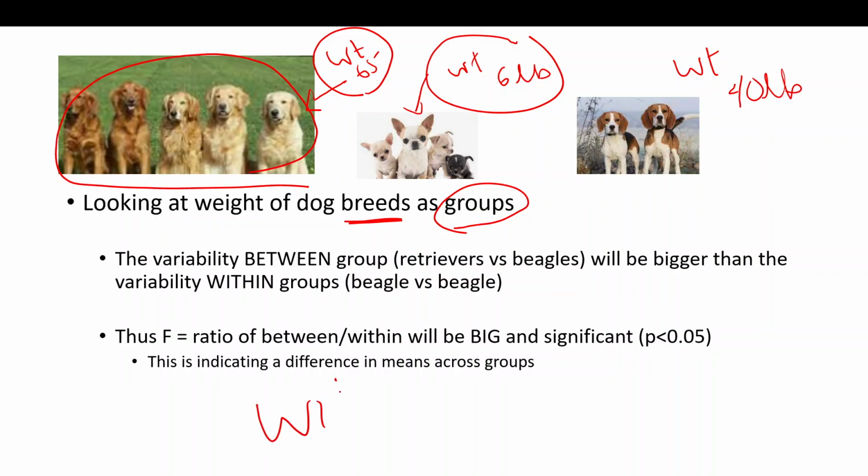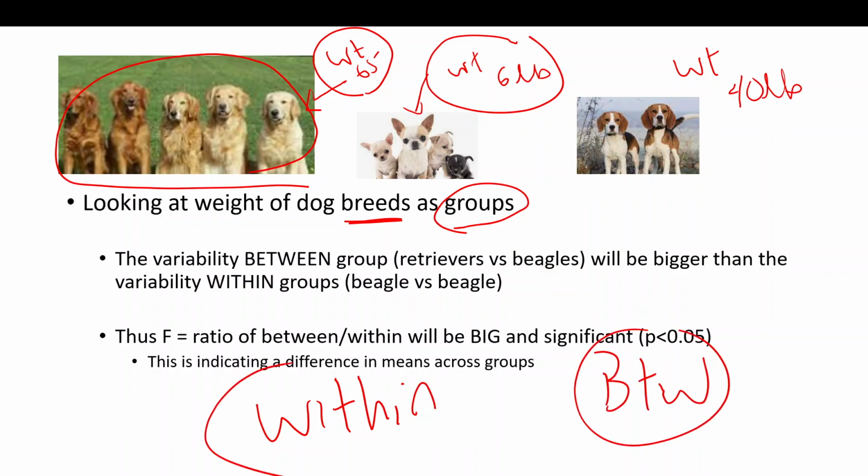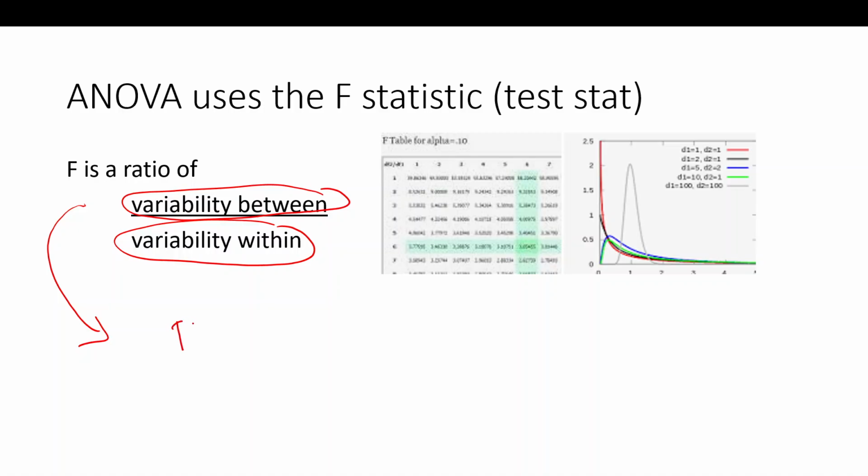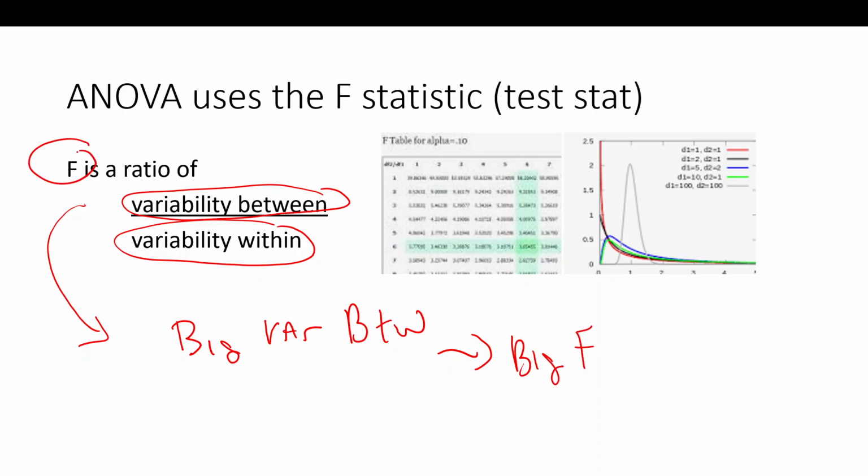So we talk about within and between. Those are actually important concepts here. This F statistic is calculated from the variability between and the variability within. Remember, this is a test on means. If you have a big variability between, like we do with dogs, you get a big F ratio. Because it's a ratio, if you have a big number on top, you're going to have a big ratio as long as the number on the bottom is smaller.